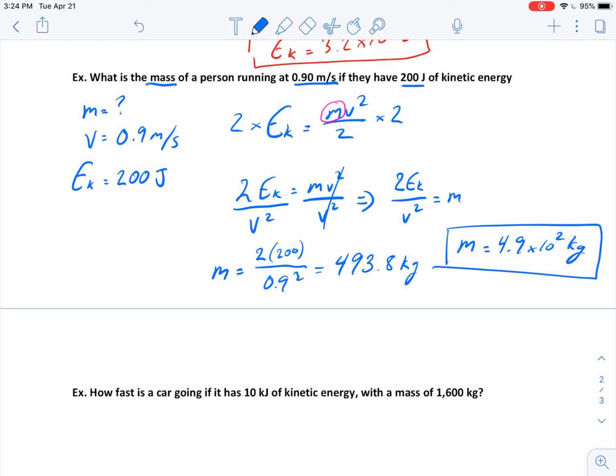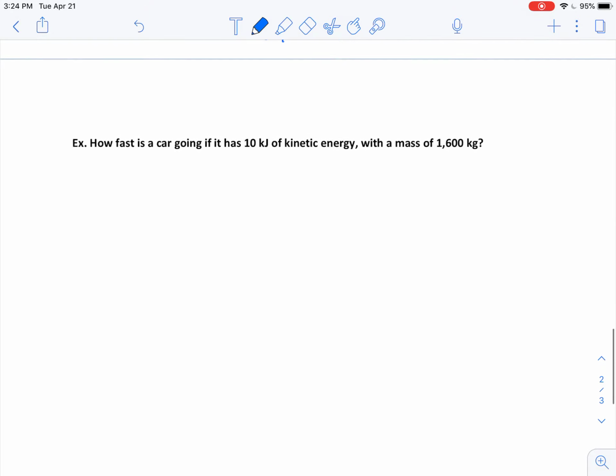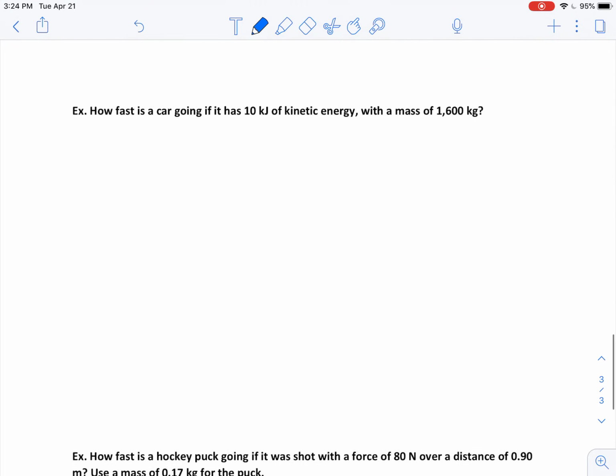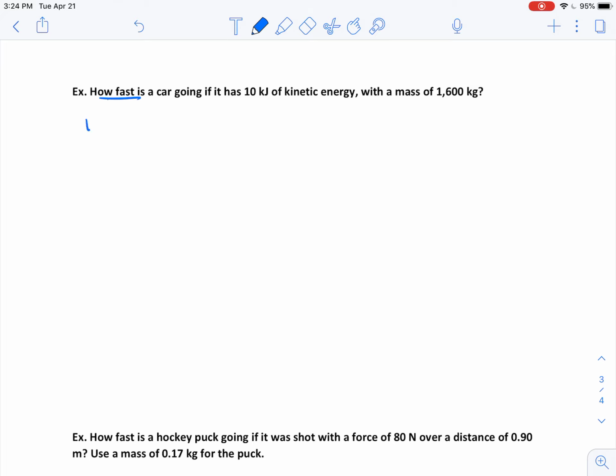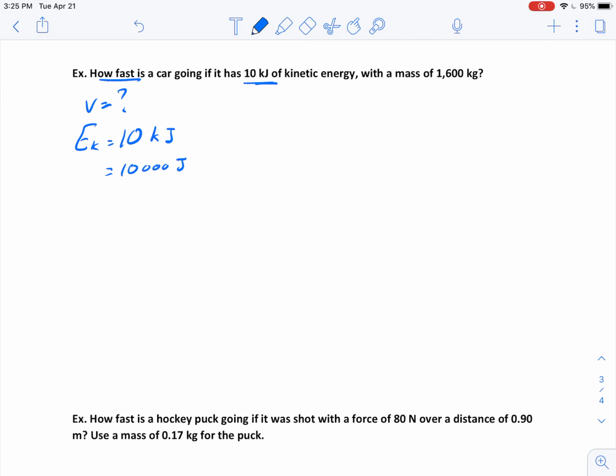So it's not super difficult if you have all the numbers that you're given. The hardest one, if we're giving you all the numbers, is to solve for velocity. So let's try that. How fast is it going? That will tell you your speed. If it has 10 kilojoules, so EK equals 10 kilojoules, or if you want to automatically switch it to joules, the proper SI unit, that would be great. And if it has a mass of 1600 kilograms.